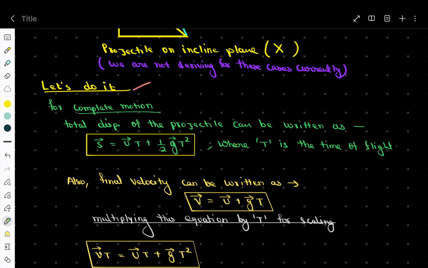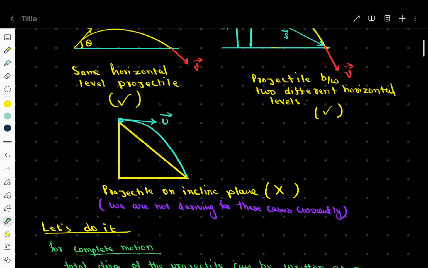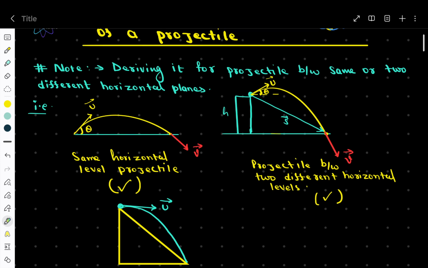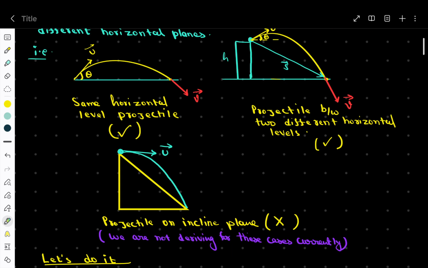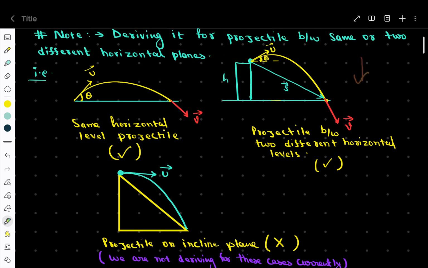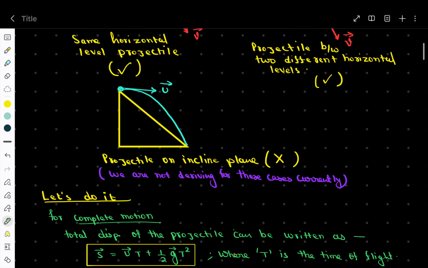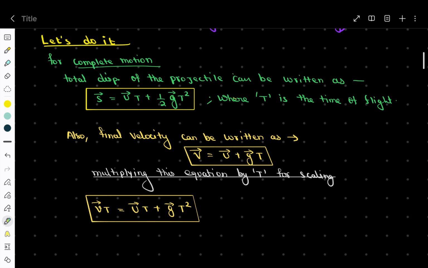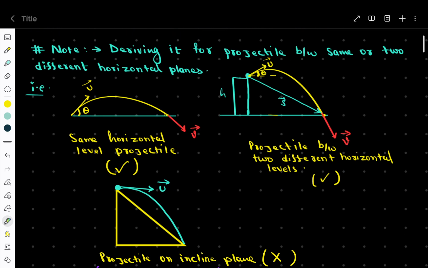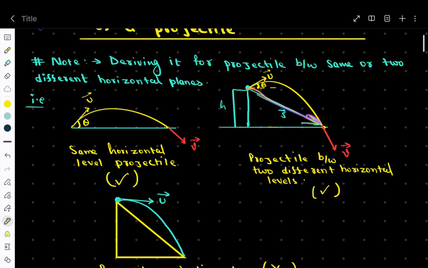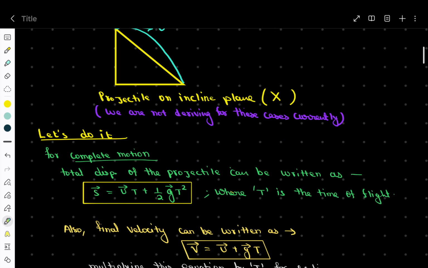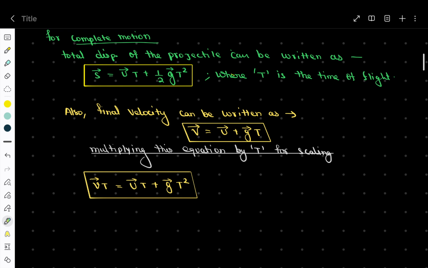For the complete motion, let's say I want to find out the total displacement. This is the initial point and this is the final point, so we want to find this total displacement vector. As we know that in case of a projectile the acceleration is constant, the g vector, I can use the equation of motion. So I can write s vector is equal to u vector into capital T plus half into g vector into capital T square, where capital T is the time of flight, because as I'm taking the total displacement vector, I have to take the total time of flight as well. So this is the equation that I'm getting.